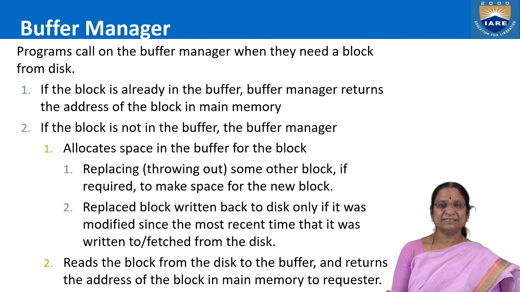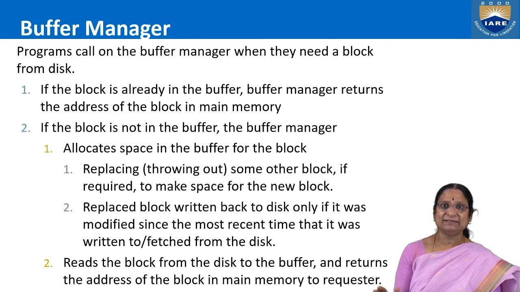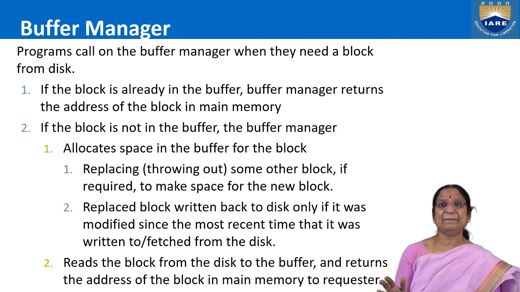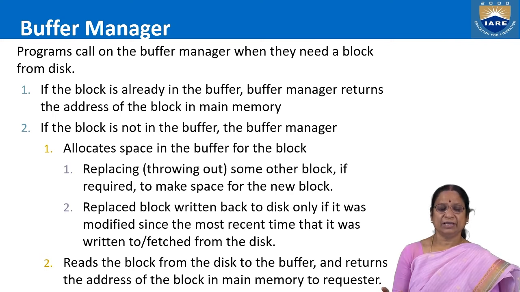So that means first, what is it supposed to do? First it has to allocate sufficient space in the main memory. That is, a buffer block has to be assigned by the buffer manager. If it is available, it will be allocated. If it is not available, what is it supposed to do? An already existing buffer must be emptied, that is, replacing or throwing out some other block if required, to make space for the new block.